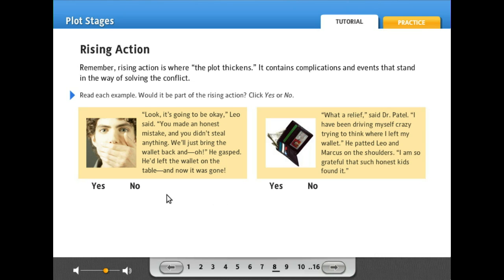Remember, rising action is where the plot thickens. It contains complications and events that stand in the way of solving the conflict.